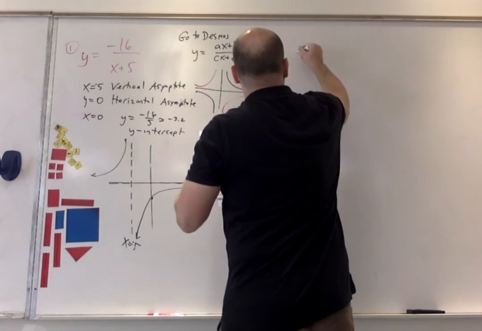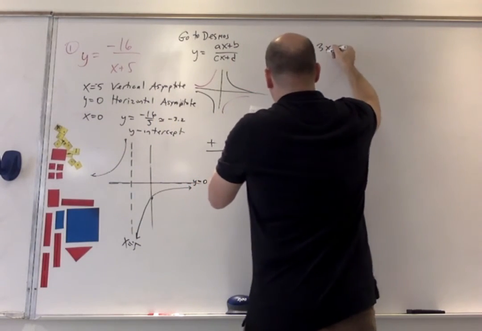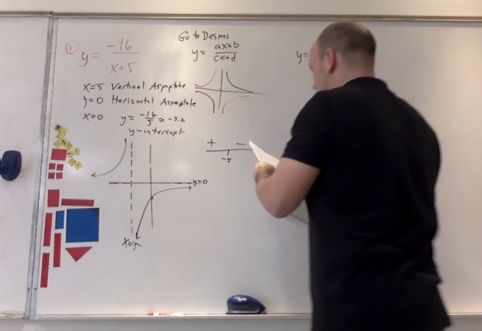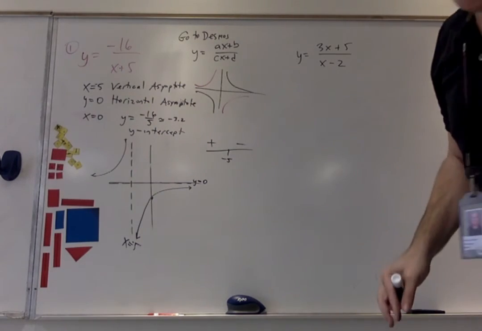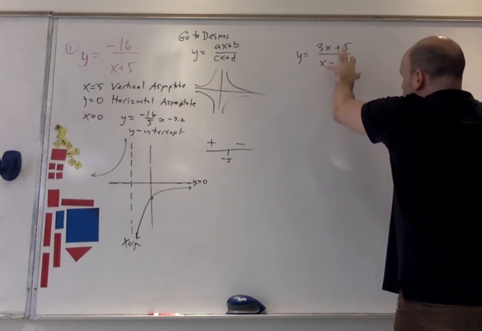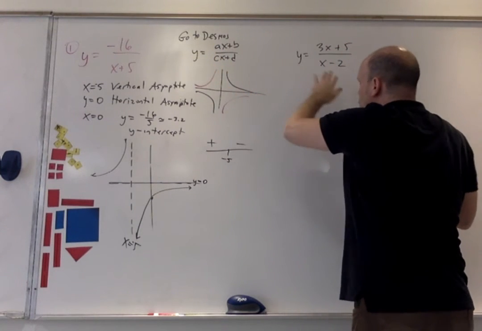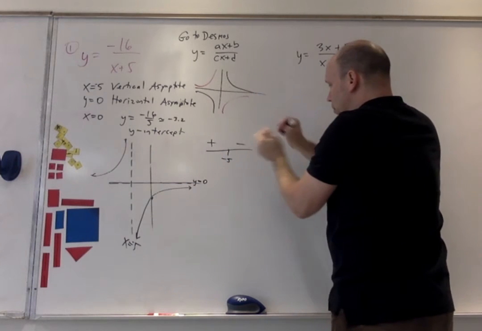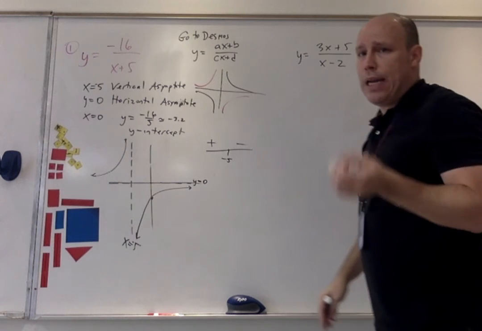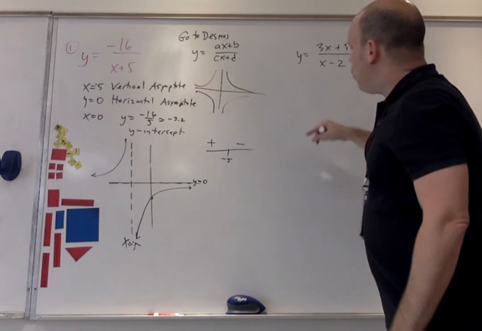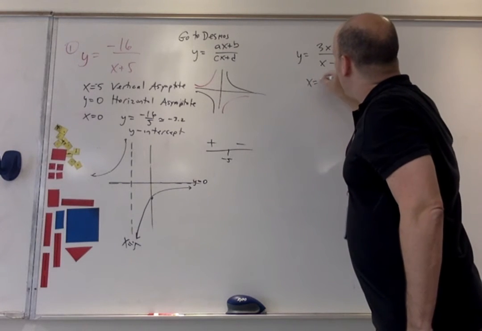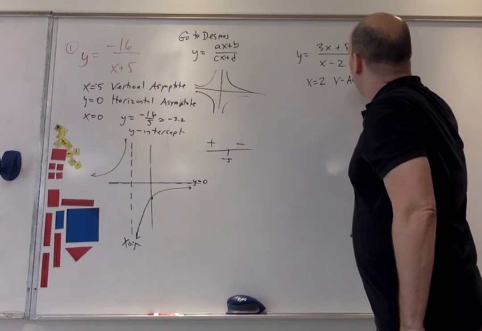How about we look at y equals 3x plus 5 over x minus 2. So I asked you before to fool around with the Desmos. And the idea is this also is a rational function, and it's also going to look like this. So we know that we're going to need some asymptotes, and you learned that from last year, even this year. Well, we know that x equals 2 is a vertical asymptote.